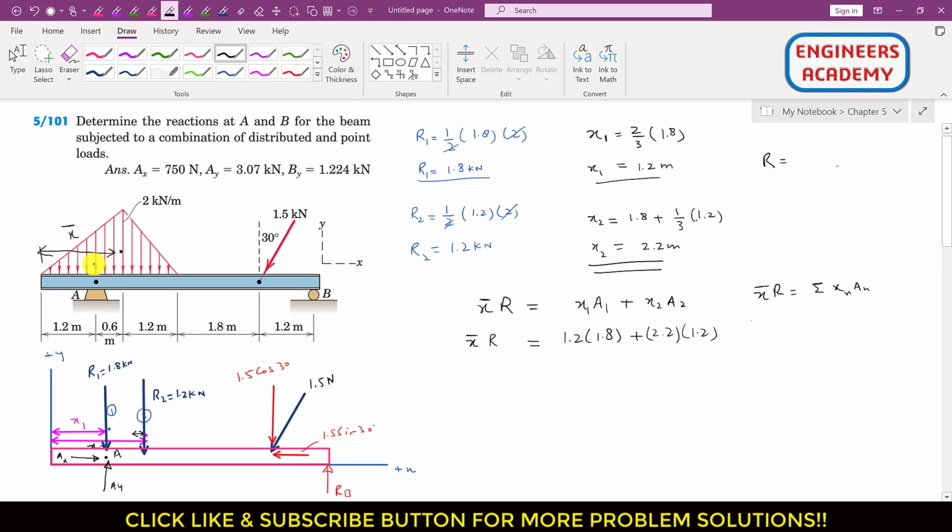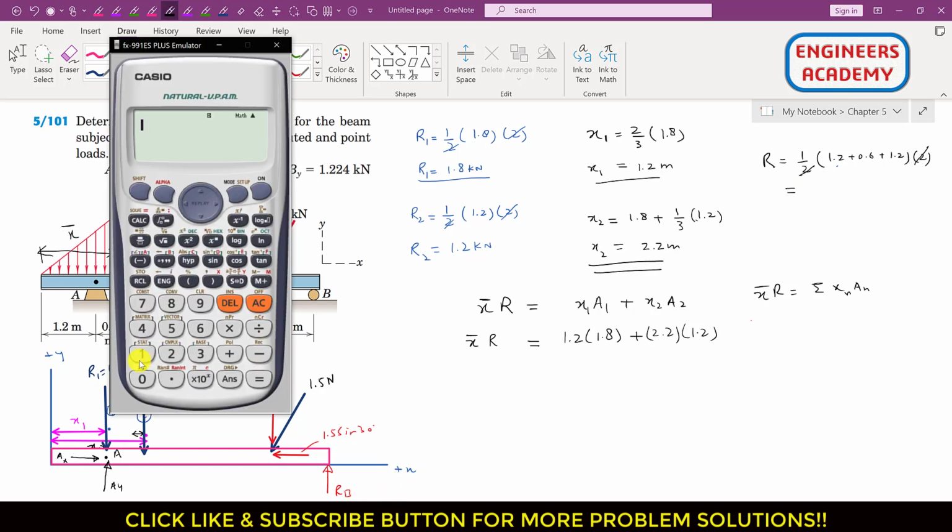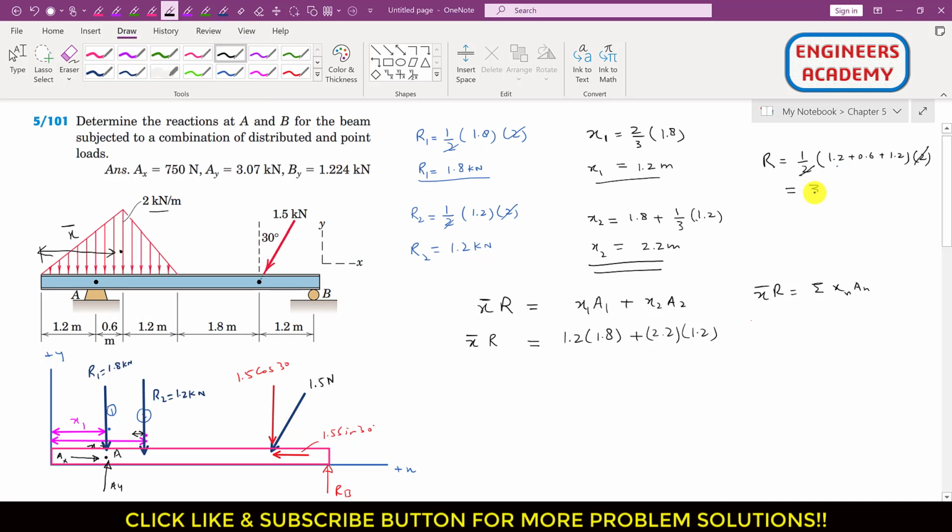this whole area, right? Since it's a triangular area, we can write that this is half base. The base of this whole triangle is 1.2 plus 0.6 plus 1.2, and the height of this triangle is 2 kilonewton per meter. So I will multiply this with 2, so this will cancel out, right? This gives us 1.2 plus 1.2 plus 0.6, so this is 3 kilonewton.